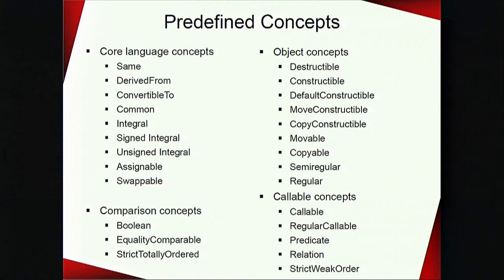We have object concepts such as destructible, constructible, default constructible, move constructible, copy constructible, movable, copyable, semi-regular, regular. I will come to these concepts because I will implement both of them for you. This is one of my examples I will show to you. Regular and semi-regular. And then we have concepts for callable such as callable, regular callable, predicate. It's a callable which returns a Boolean, and so on and so on. These are not all concepts, but I only mentioned a few of them. So there's no need to define them. In particular, both concepts I define now are already defined. So forget it.